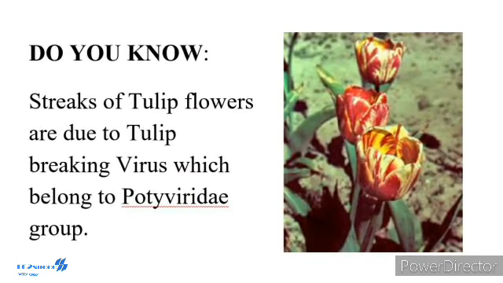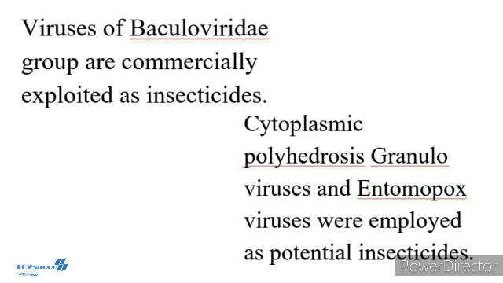Another one, do you know? The streaks of tulip flower are due to tulip breaking virus, which belongs to the Potyviridae group. Viruses of the Baculoviridae group are commercially exploited as insecticides. Cytoplasmic polyhedrosis virus, granulovirus and entomopox viruses are employed as potential insecticides.